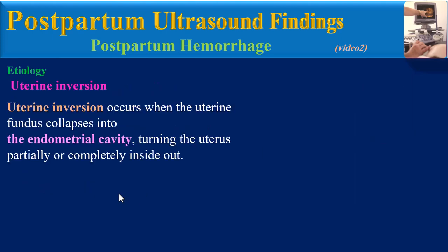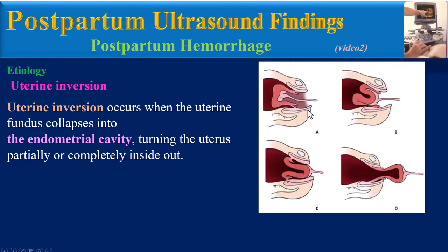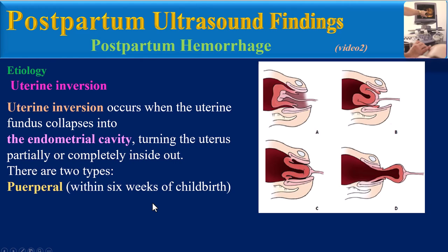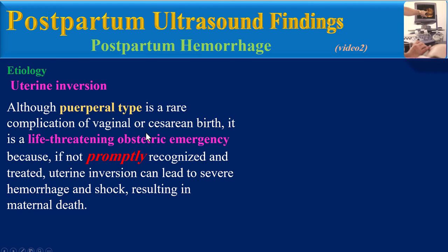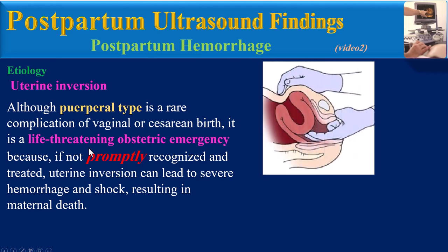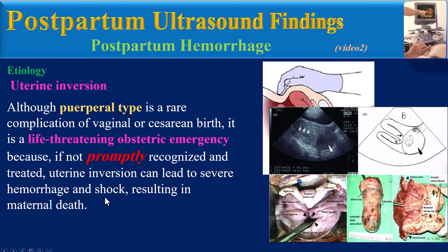Uterine inversion. Uterine inversion occurs when the uterine fundus collapses into the endometrial cavity, turning the uterus partially or completely inside out. There are two types of uterine inversion: puerperal, within 6 weeks of childbirth, and non-puerperal. Although the puerperal type is a rare complication of vaginal or cesarean birth, it is a life-threatening obstetric emergency because if not promptly recognized and treated, uterine inversion can lead to severe hemorrhage and shock, resulting in maternal death.